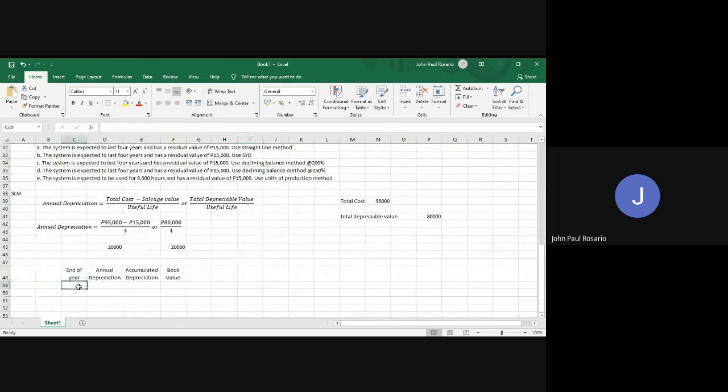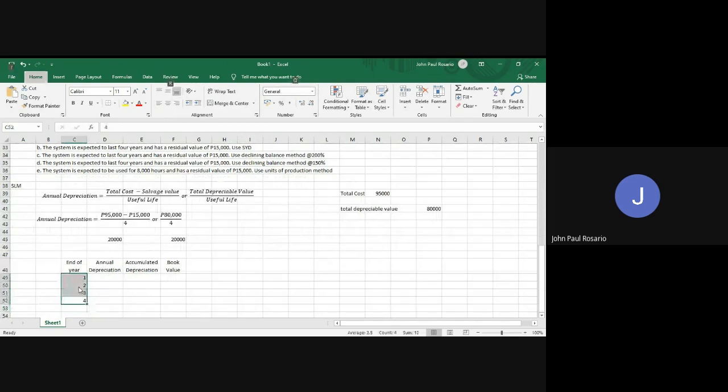So we have 4 years. 1, 2, 3, and 4. Okay. So we know that our annual depreciation is 20,000. We copy that to 4 years because when you say straight line, meaning our annual depreciation will be constant all throughout the life of your asset unless there are changes in your estimates, which will be covered in your advanced accounting subjects.